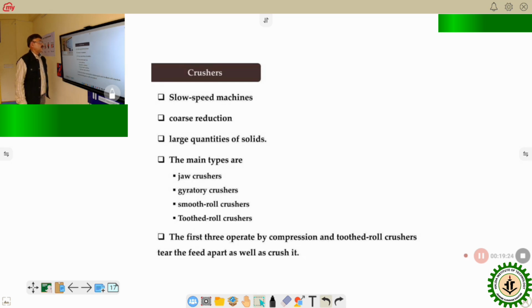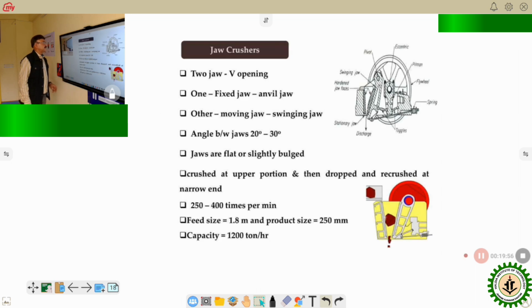Crushers are slow speed machines for coarse reduction of large quantities of solid. The main types are jaw crusher, gyratory crusher, smooth roll crusher, and tooth roll crusher. These are the popular examples of primary crusher mainly. The first three operate by compression, and the tooth roll crusher tears the feed material. A tooth roll crusher is mainly utilized for soft material, not very hard material.